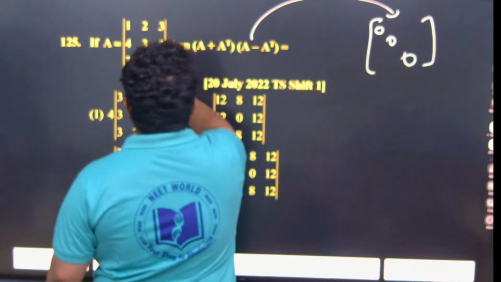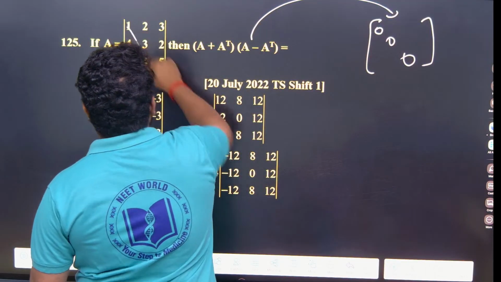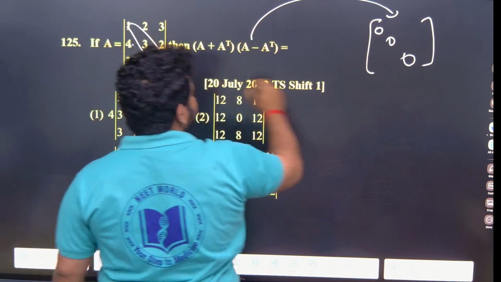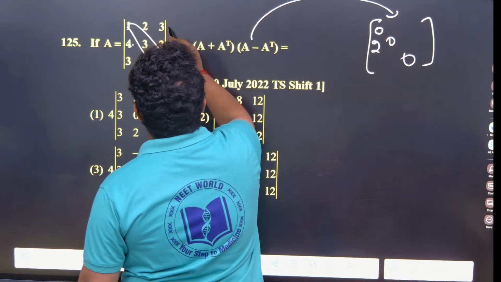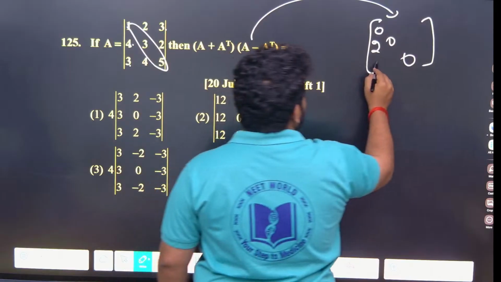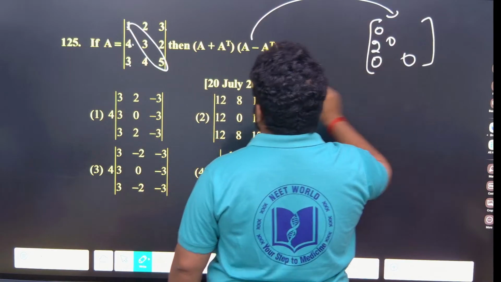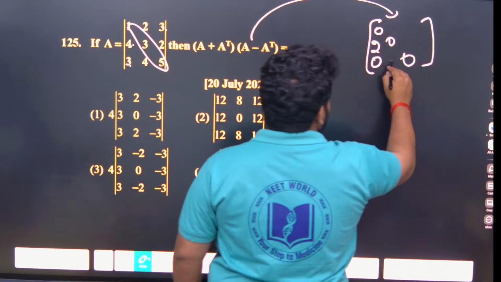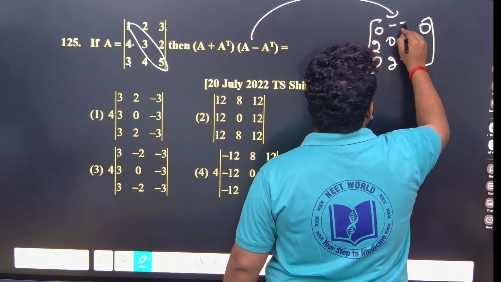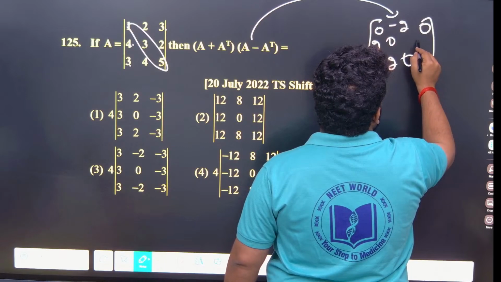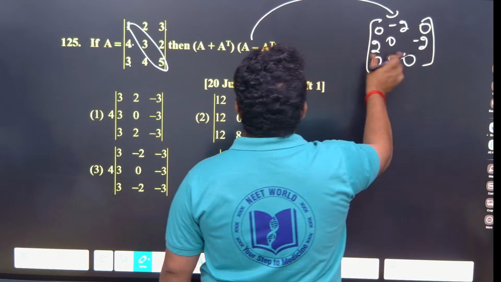What about this one? See, 4 minus 2 is 2. This will be 2. 3 minus 3 is 0. Correct? Then 4 minus 2 is 2. So it is a mirror image, the 0 will be 0, and this will be minus 2 and this will be minus 2. So this is A minus A transpose.